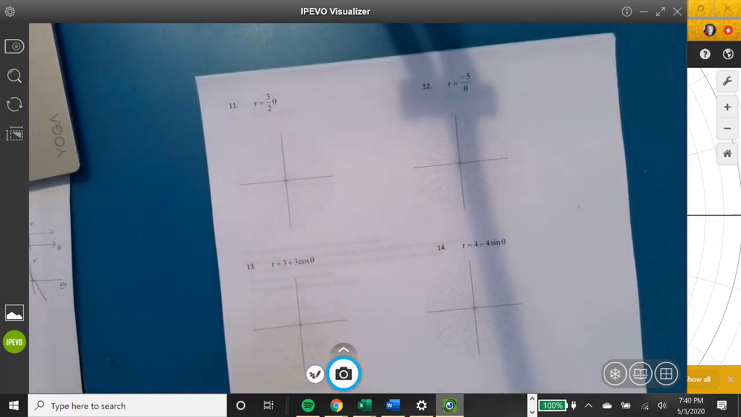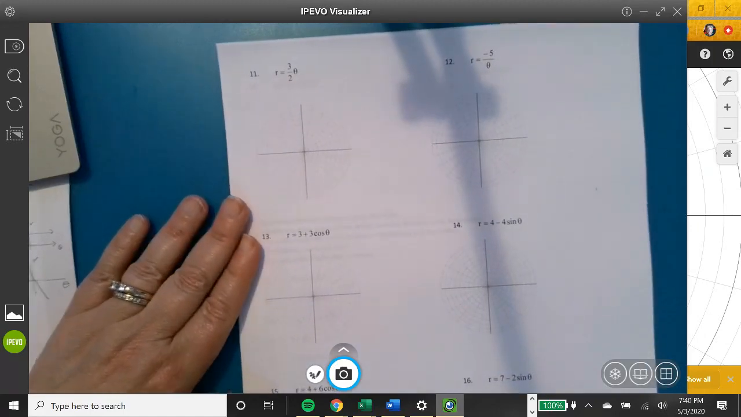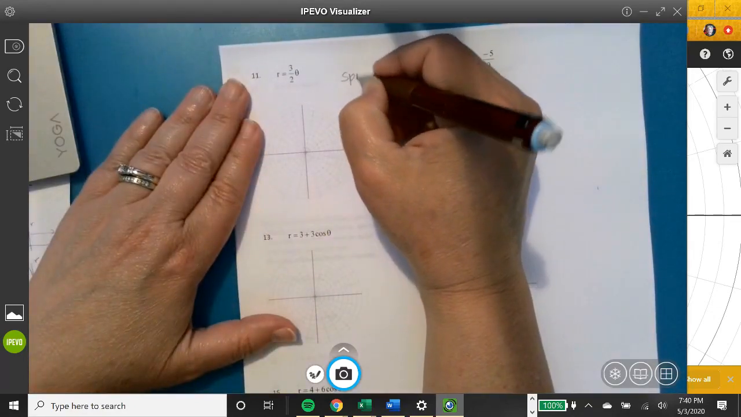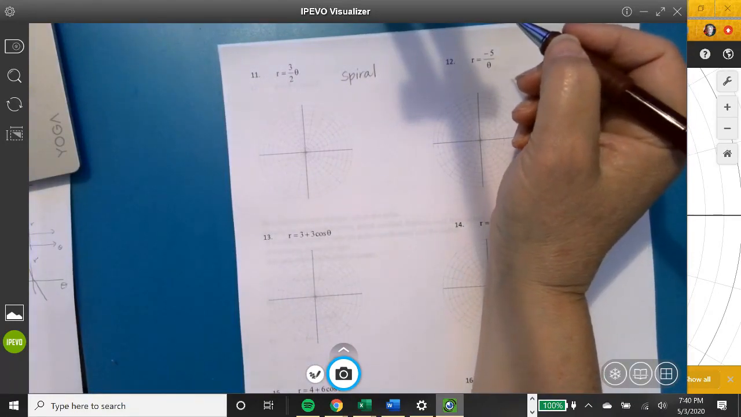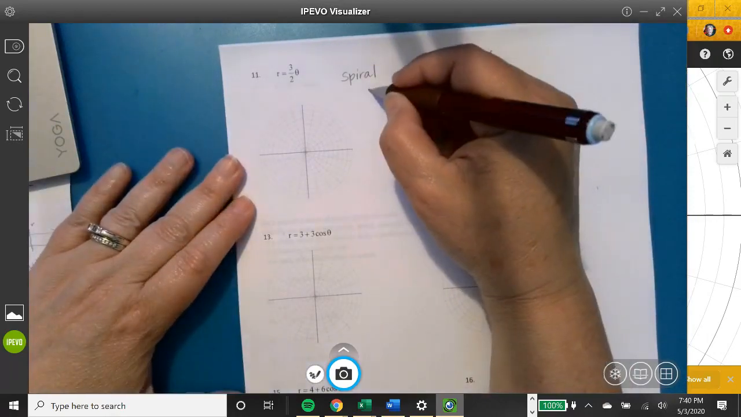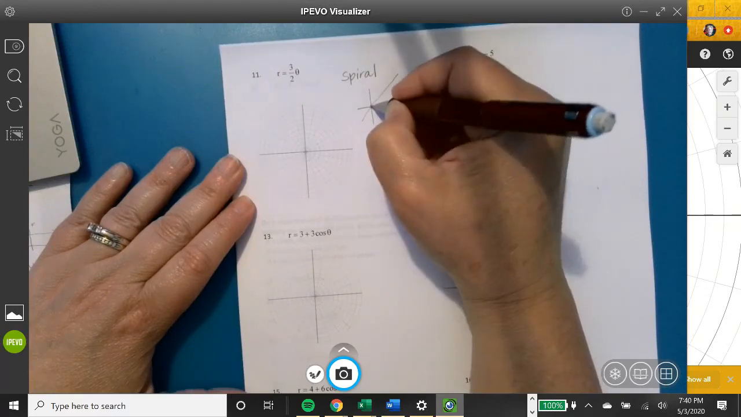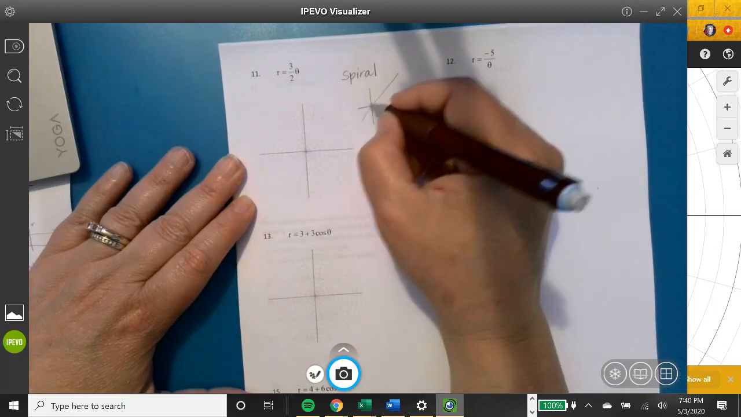Next one. Oh, wow, the next one looks interesting. r equals 3 over 2 theta. Well, goodness, there's not a sine or a cosine or anything. I think this is a spiral. Is it spiraling in or is it spiraling out? Well, the theta is not in the denominator, so it's spiraling out because it's going to start at the pole, and as theta gets bigger, what's happening to r? r gets bigger.